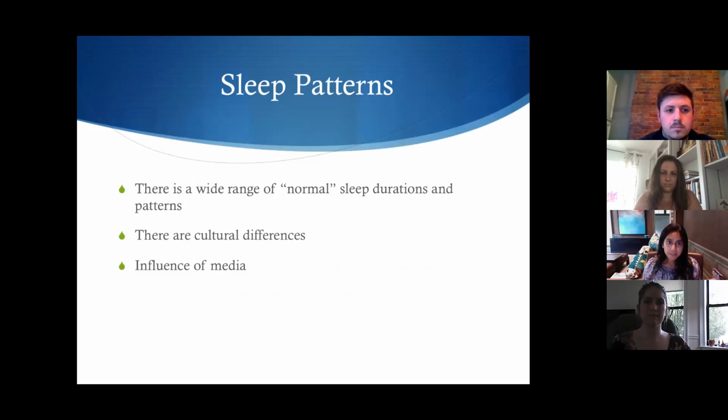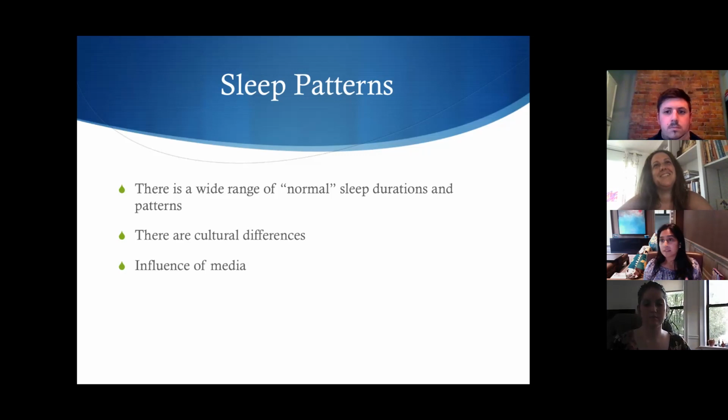Okay, so as I mentioned, there's a wide range of normal for sleep durations and patterns, and there are cultural differences. One of the things I wanted to mention is media. When I say media, I'm talking about pretty much any kind of screens. It's important to know what impact they may or may not be having on your child's sleep. Media is something that we all use in different capacities, but in relation to sleep, screens are usually not really conducive to better sleep time routines.